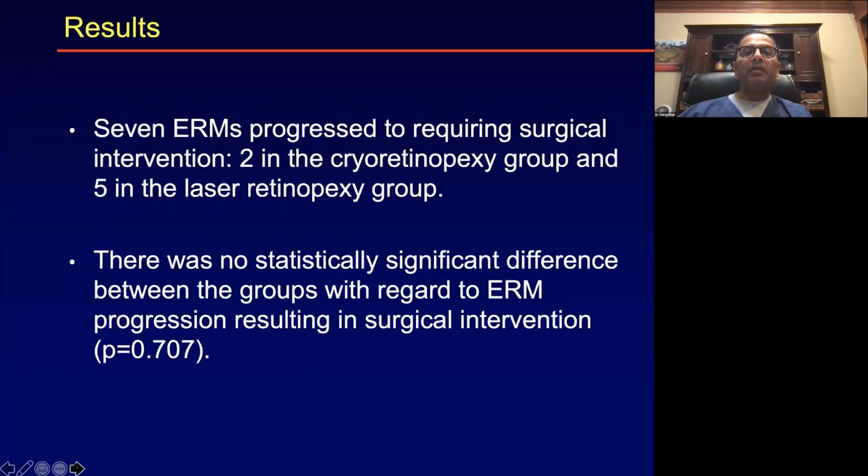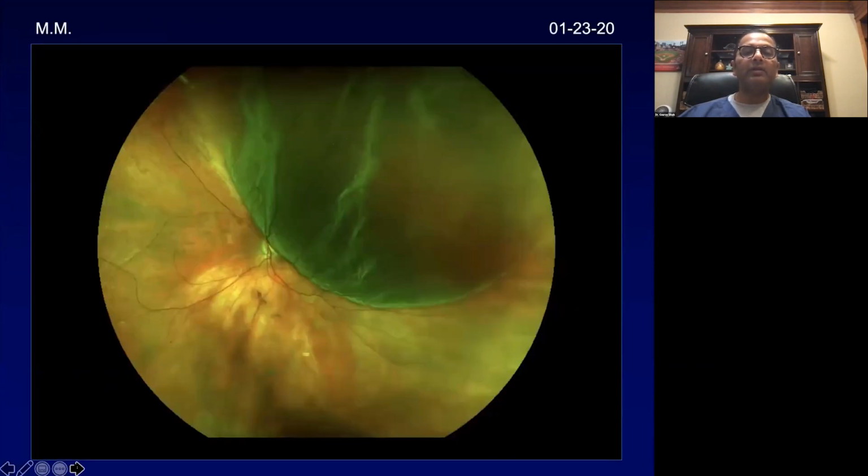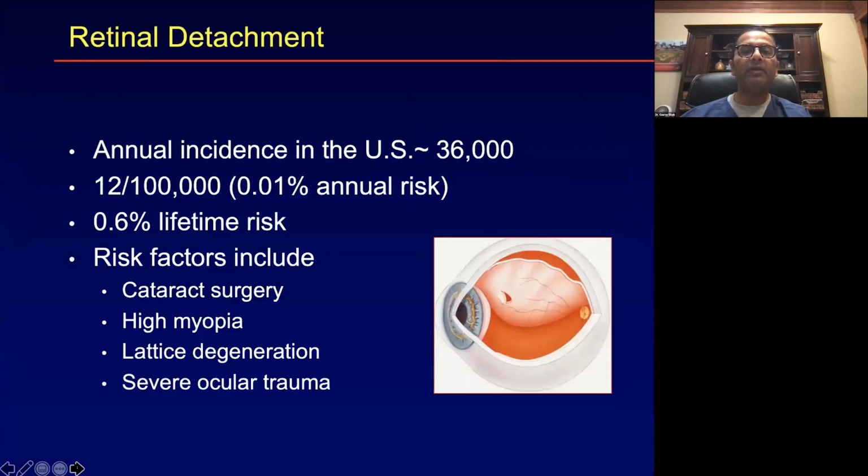ERMs progressing to require surgery, 2 in the cryo and 5 in the laser groups, are really not a huge amount of progression either. But in the treatment of retinal breaks, there was really no statistical difference in the incidence, timing, or severity of ERM between these 2 modalities. So that was a paper that was published. It was well received, and it showed 2 different things, which I was surprised did not make a difference. So let's talk a little bit about retinal detachments.